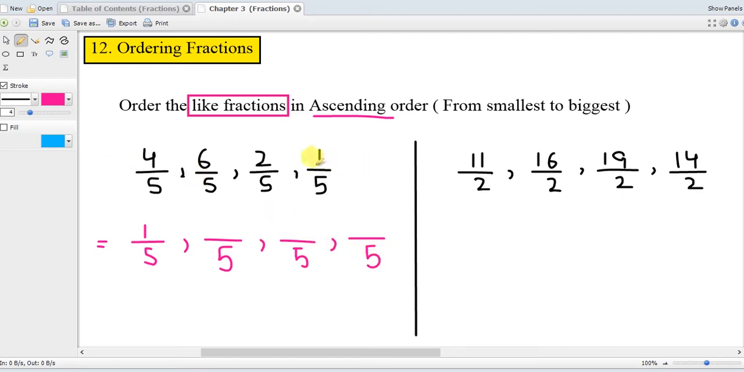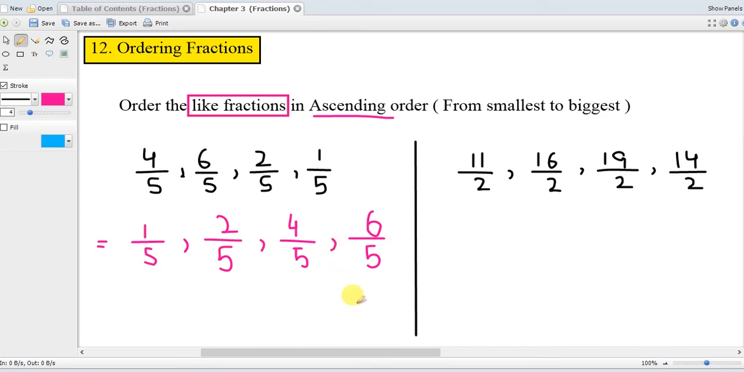Now, in order to arrange these fractions, focus on the numerator's value. 1 is the smallest number, write 1. After that, we have 2. Then what comes next after 2? The next bigger number after 2 is 4. So write 4 here. And then we have 6. So we have successfully ordered these fractions in an ascending order, right?